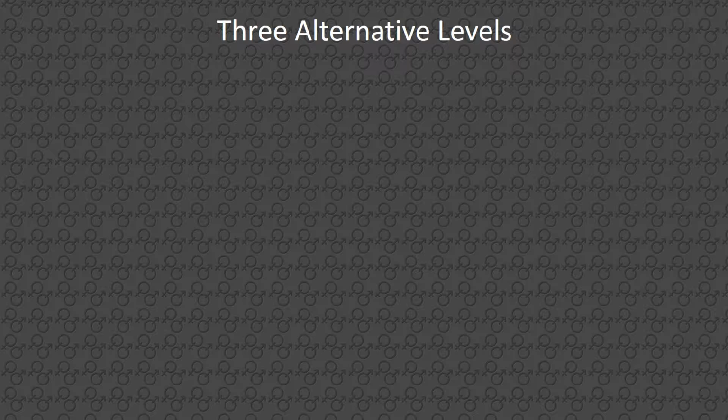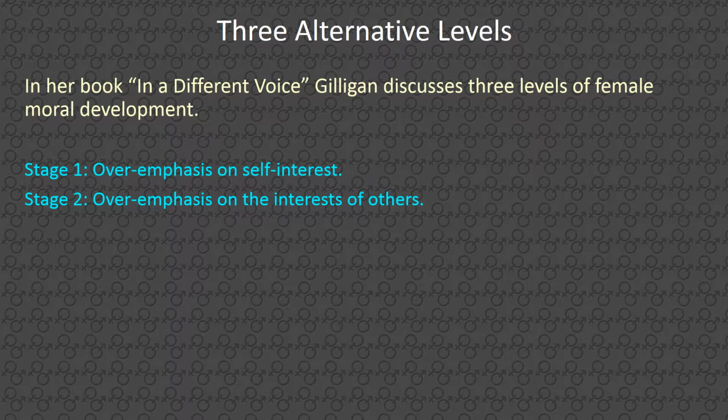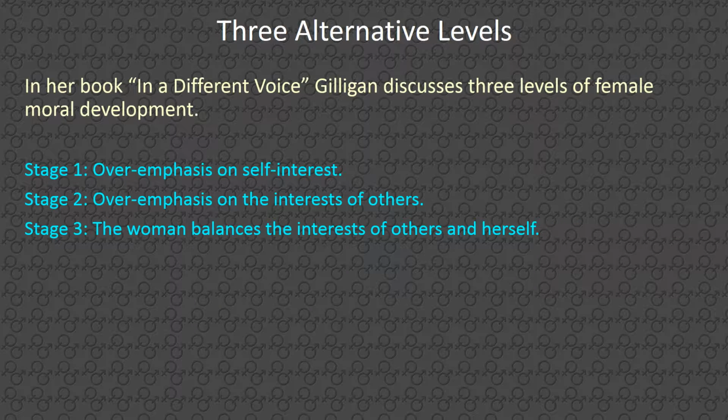Rachel doesn't mention it, but in Gilligan's book, A Different Voice, she discusses 3 levels of female moral development. In the first level, women overemphasize self-interest. In the second, they overemphasize the interest of others. In the third, the morally ideal woman balances the two.